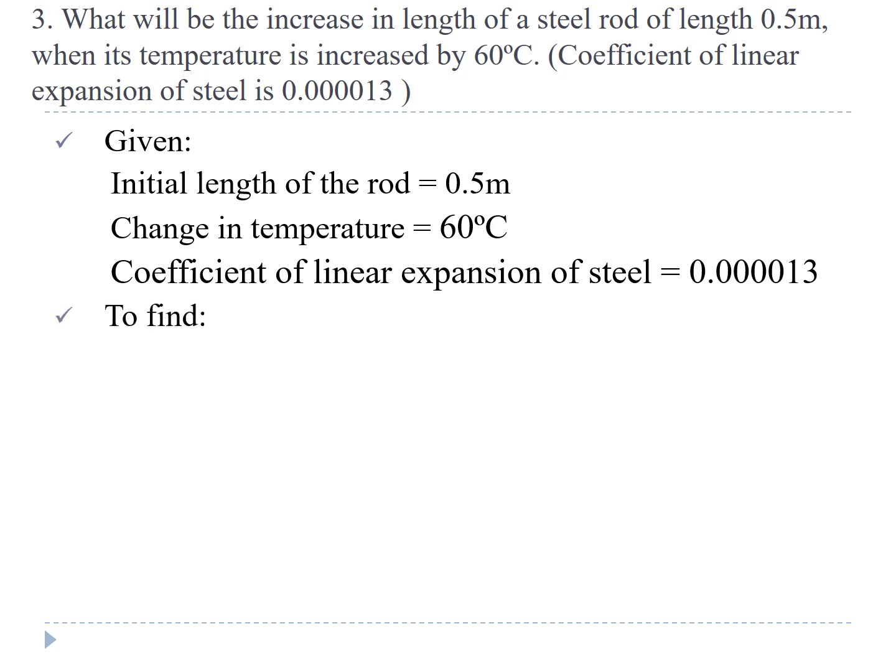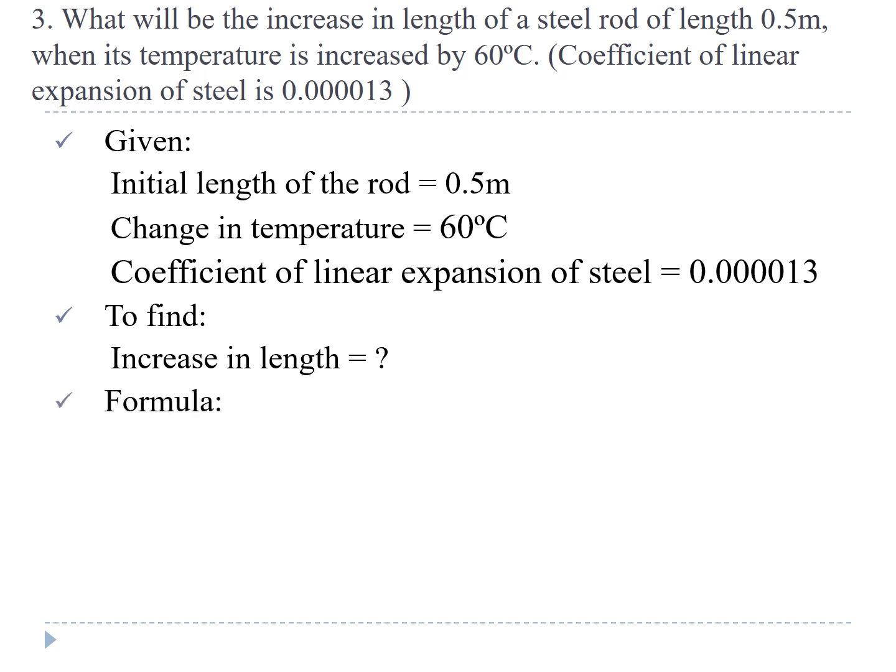Now what they are asking us to find is the increase in the length. So increase in length is question mark. Here I have written it in words. You can write it directly by using the letters. So initial length of the rod is L. Change in temperature is delta T. Coefficient of linear expansion is alpha, and increase in length, which is what we have to find, is delta L.